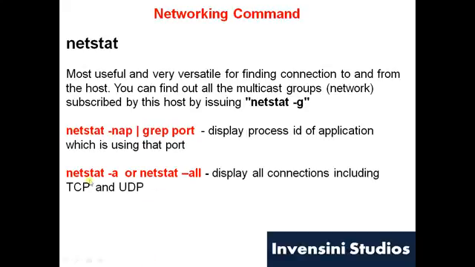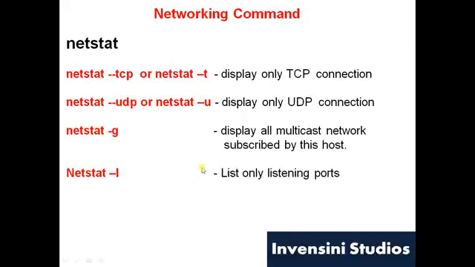So if you want to see all the information, you say netstat -a, and if you want to see a particular port, then you just grep for the port. And if you just want to see the TCP ports, you say -t. For UDP, -u. Similarly, if you want to see all the multicast groups subscribed to, you say -g. And if you want to see only the listening ports, you say -l.